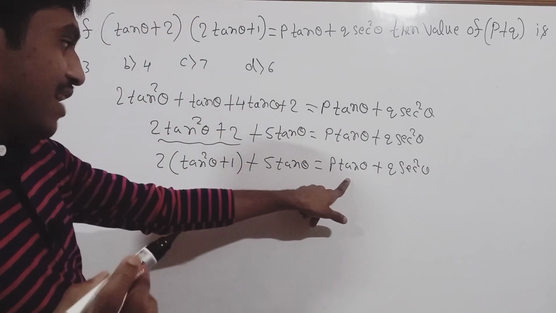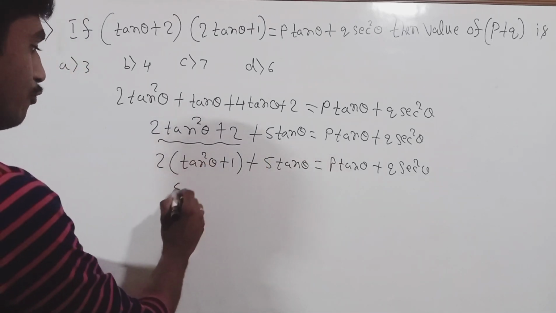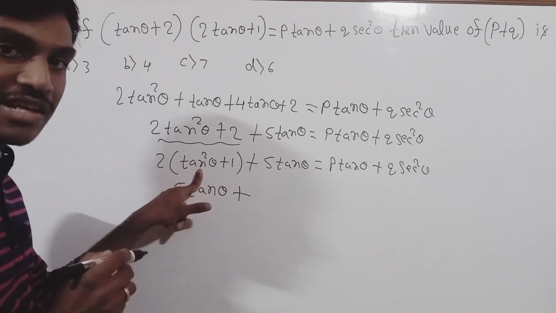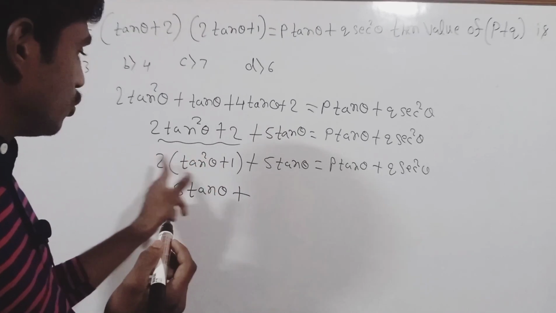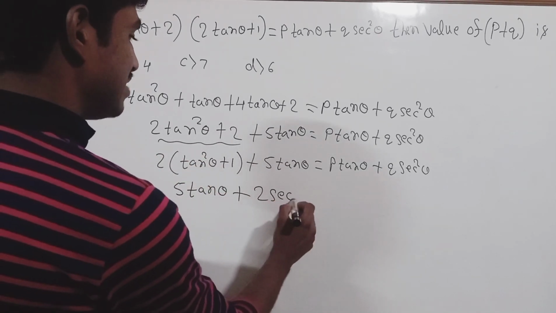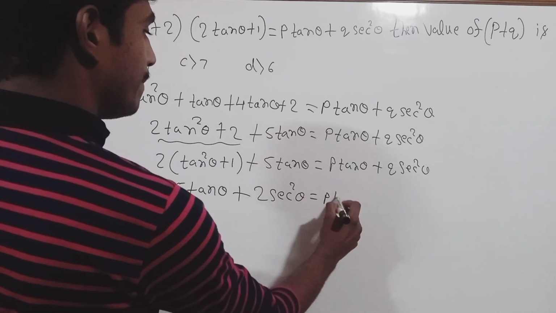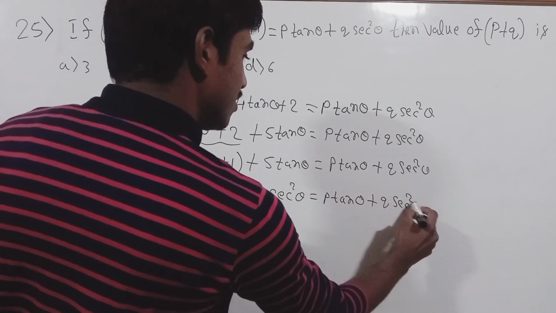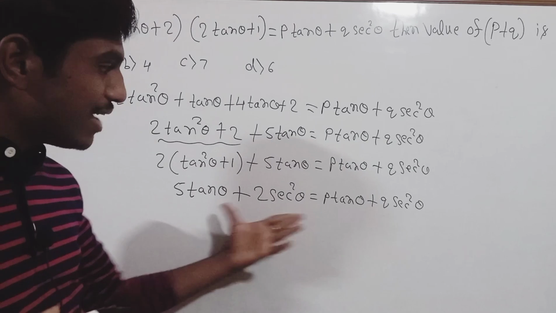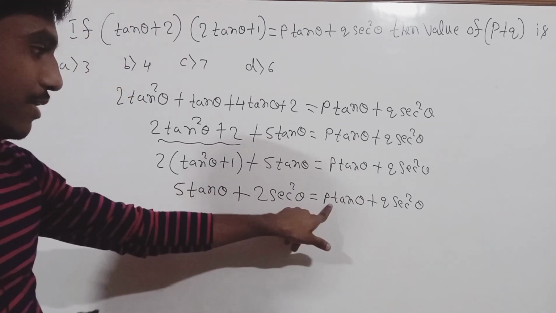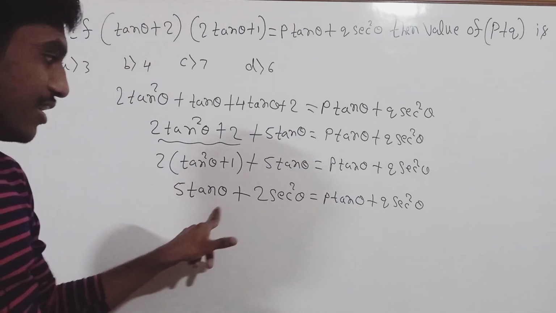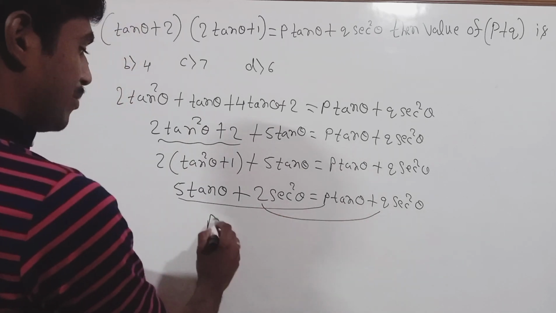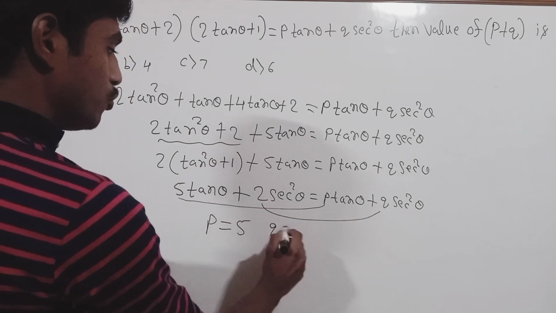Now if you observe here, tan theta is there, so this 5 tan theta I will write first, 5 tan theta plus here 1 plus tan square theta is secant square theta, from the identity we know, so 2 into secant square theta, which will be equal to P tan theta plus Q secant square theta. Now if you equate LHS with the RHS, you can easily say that the value of P is 5 and the value of Q is 2. So P value is 5 and the value of Q is 2.